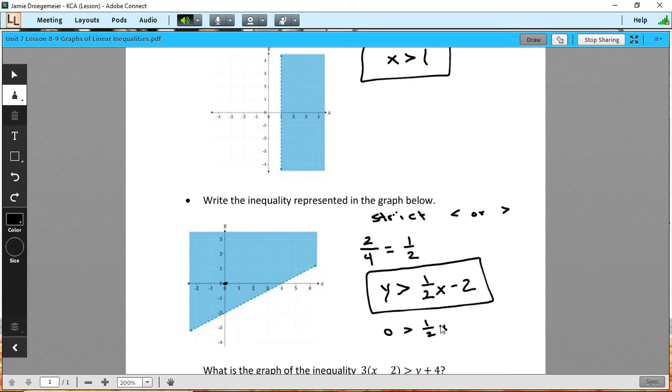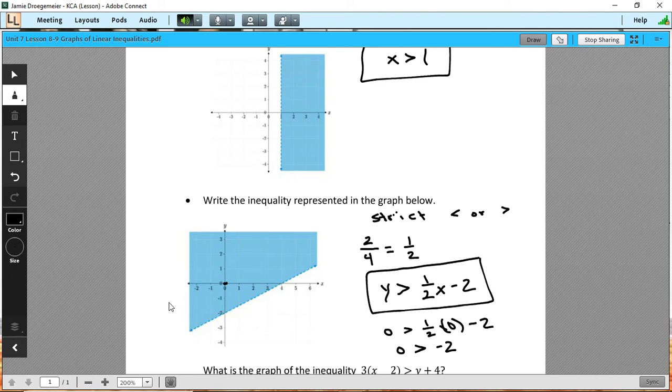So instead of x there, I'm going to make that 0 minus 2. Well, 1/2 times 0 is just 0. So I get 0 is greater than negative 2. And that is true. 0 is greater than negative 2. So it does look like we've got that represented correctly in our inequality.